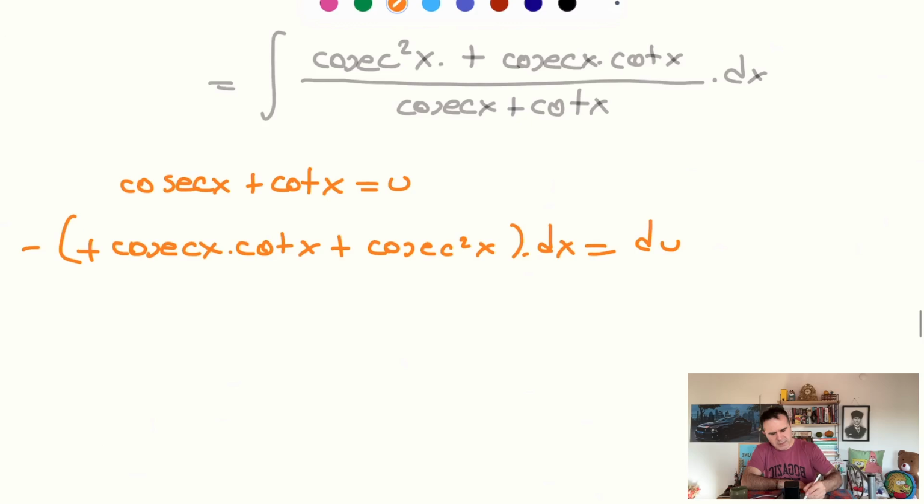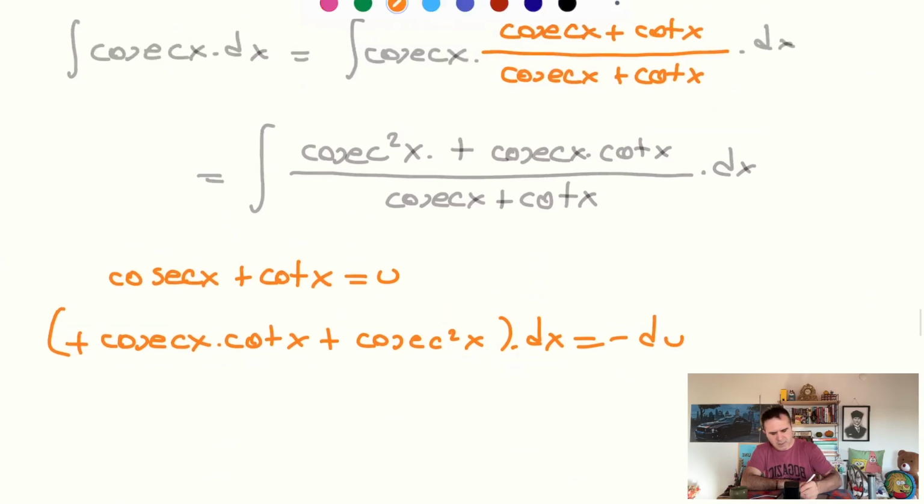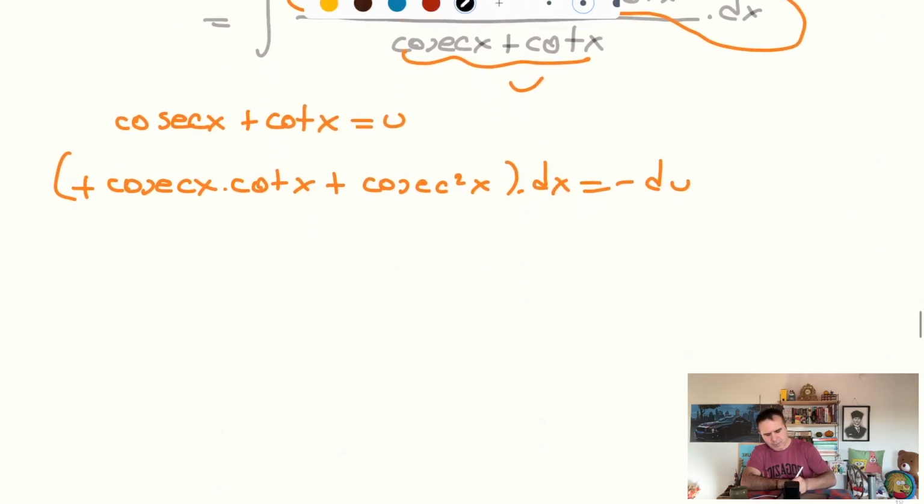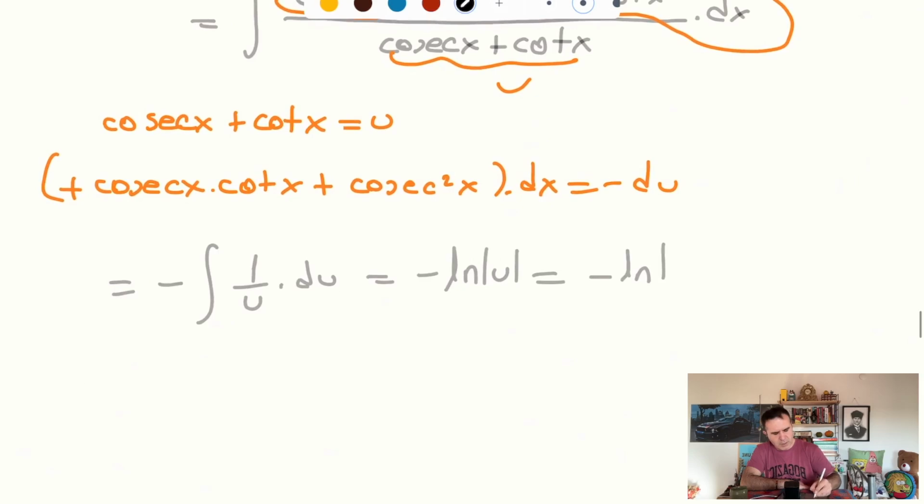And dx is equal to du. Then this means that, let's take this minus sign here, cosecant x cotangent x plus cosecant square of x dx is minus du. Then we will say this part minus du and this one u. Then the integral becomes integral minus 1 over u du. And integral of 1 over u is ln absolute value of u. This is minus ln absolute value of u, and minus ln absolute value of cosecant x plus cotangent x.